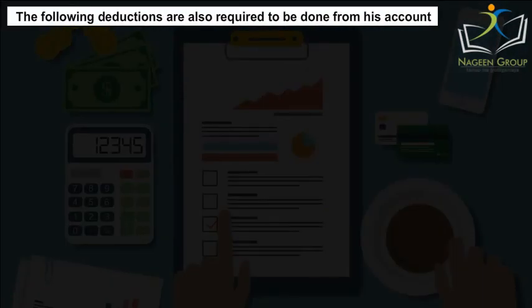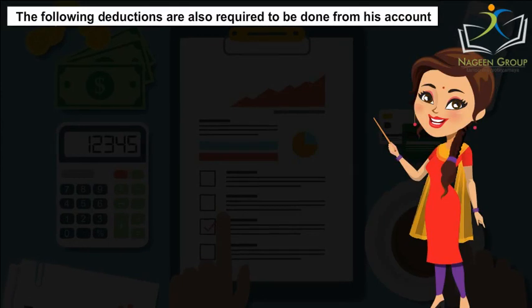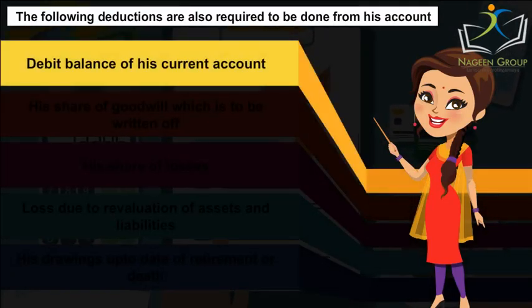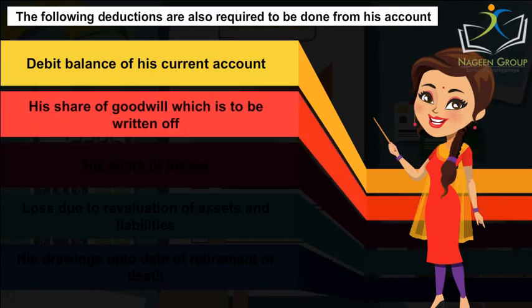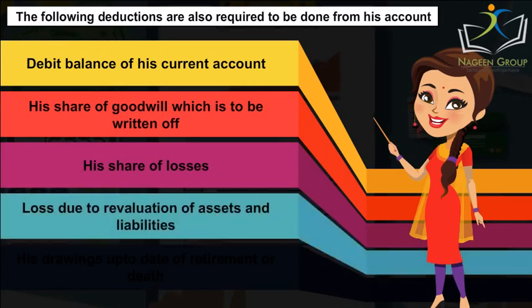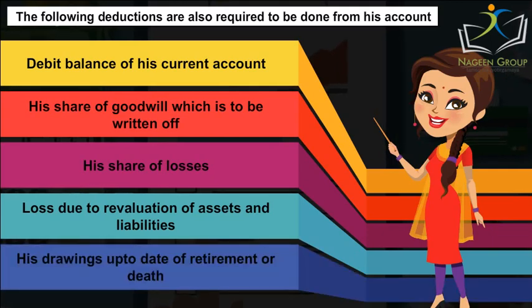The following deductions are also required to be done from his account: debit balance of his current account, his share of goodwill which is to be written off, his share of losses, loss due to revaluation of assets and liabilities, and his drawings up to the date of retirement or death.